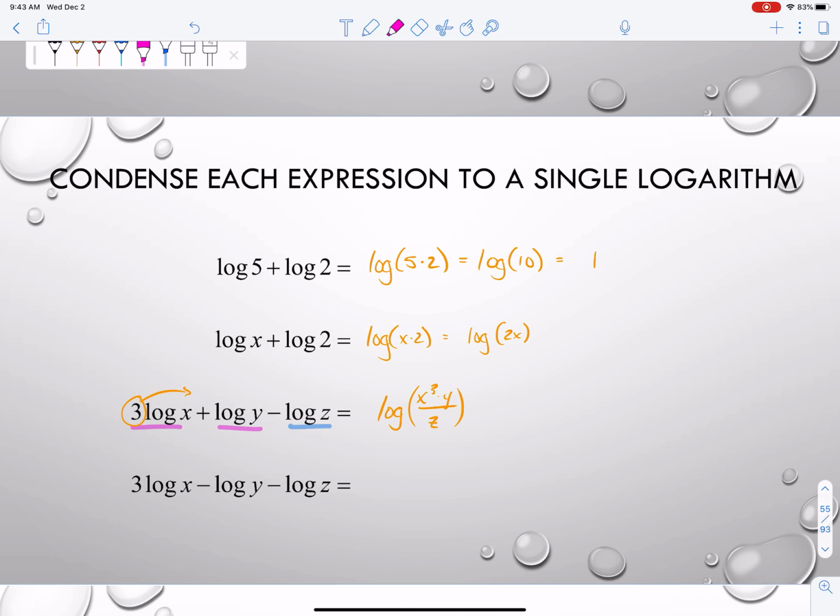Okay. Now, if we look at the next example, the 3 log x is positive, but here both of these terms were negative. Okay, so I'm looking at individual terms. I could have another positive that comes at the end of this that would then go to my numerator. Okay, so for each individual term, the sign of it determines whether it goes to the top or the bottom. So here, because the sign changed, we would end up getting log of x cubed over yz, right? Based on the positivity and negativity of these terms.